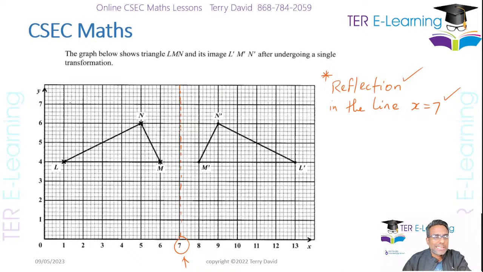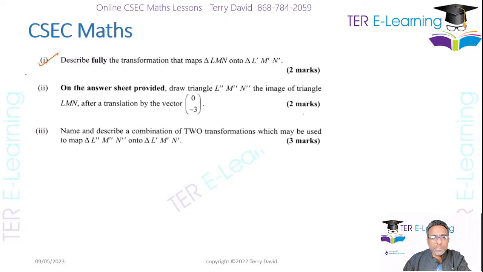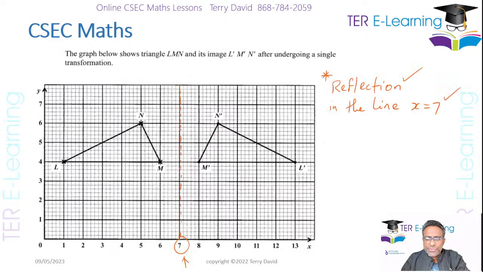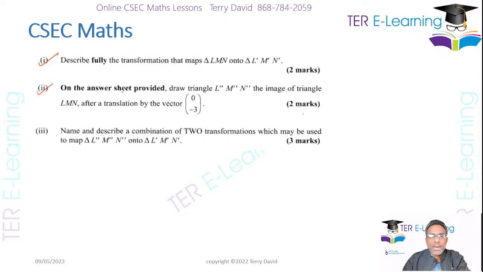Right, so that is part 1. On the answer sheet, now the thing is, I don't have the answer sheet, so I'm hoping I could fit it on this diagram. Let me see. 0 minus 3. Okay, yeah, I should be able to fit it. So they said on the answer sheet provided, they want us to draw L double prime, M double prime, N double prime, which is the image of LMN after translation of 0 minus 3.